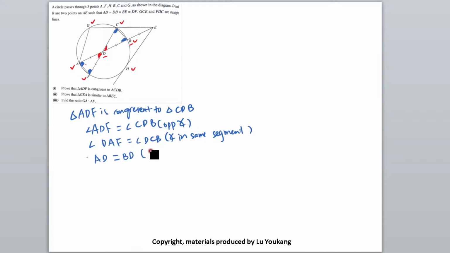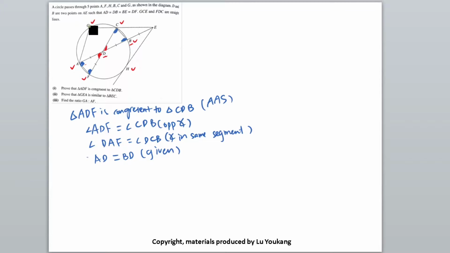Or rather, then now I have my AD equals to my BD, which is given. So I'm using AAS to prove my triangle ADF is congruent to my triangle CDB. So now I have proved part 1.